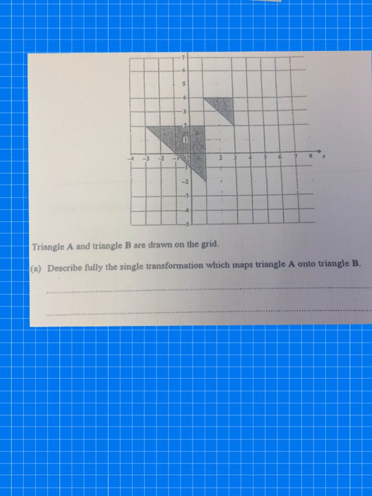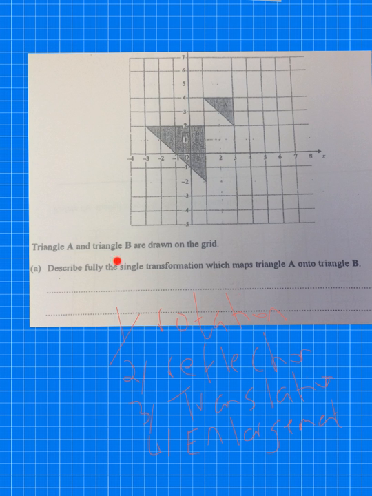Now, just to reiterate again, there are 4 types of transformations. There is rotation, there's reflection, there's translation, and finally enlargement. Okay, so when they mention transformations, we must pick one of those 4.